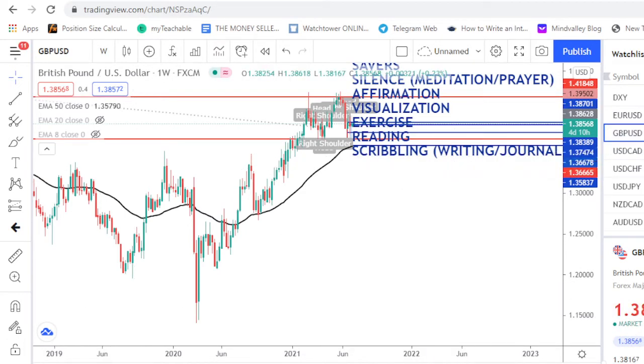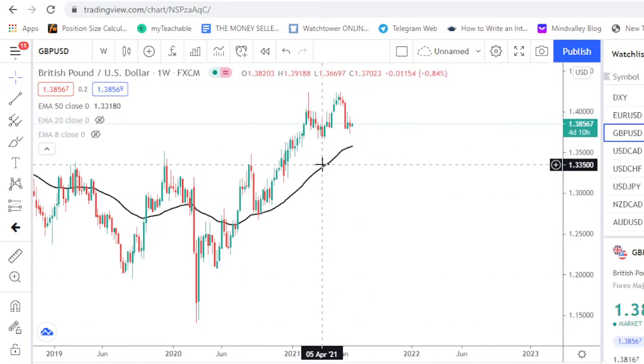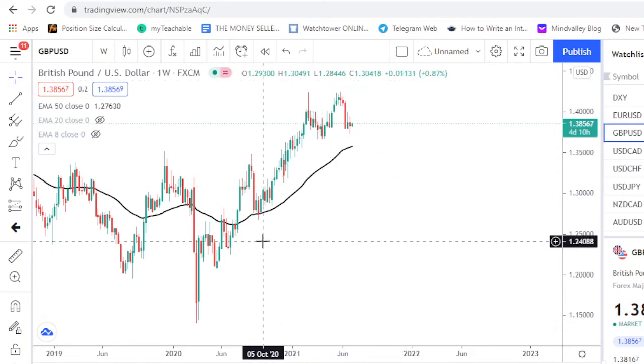And let me remove all those. And this is what we have with GBP USD as well.